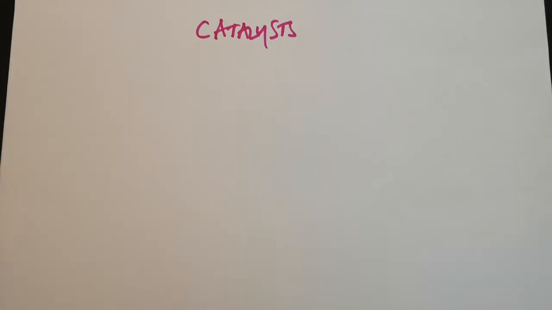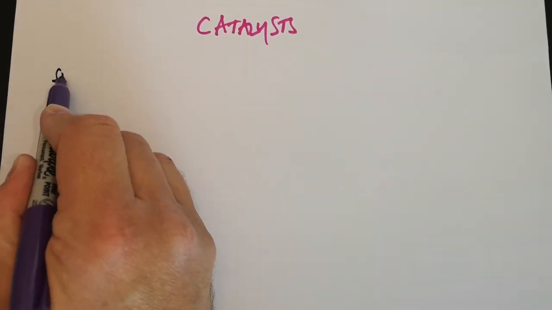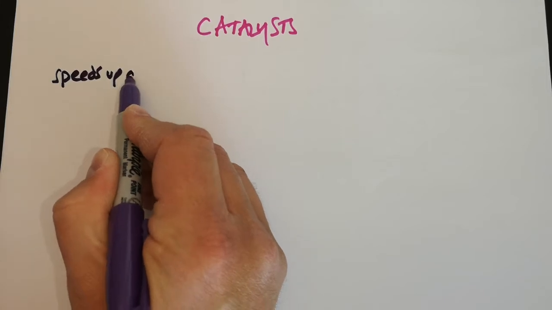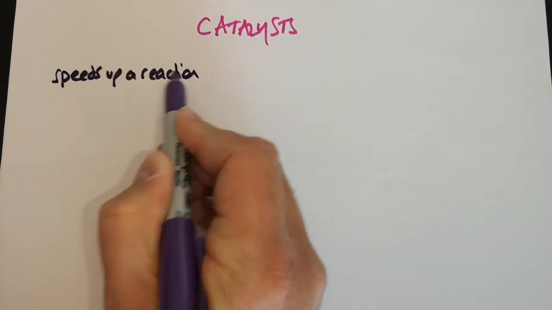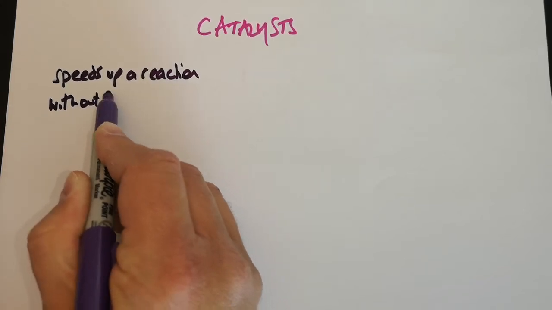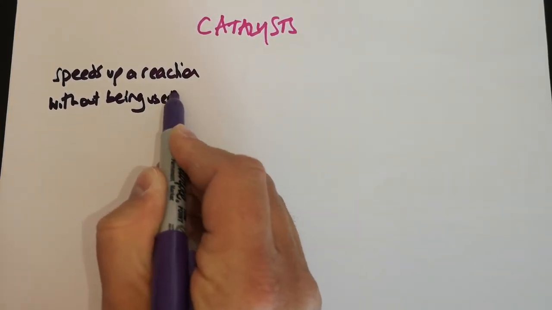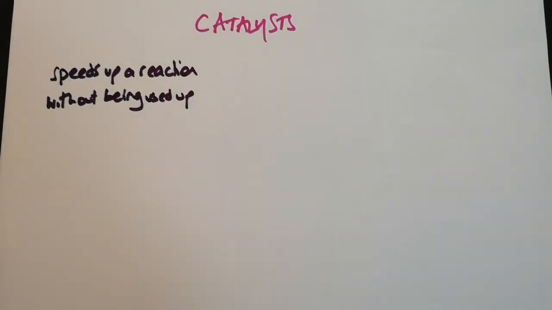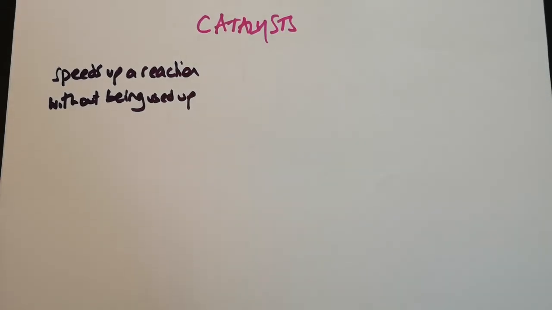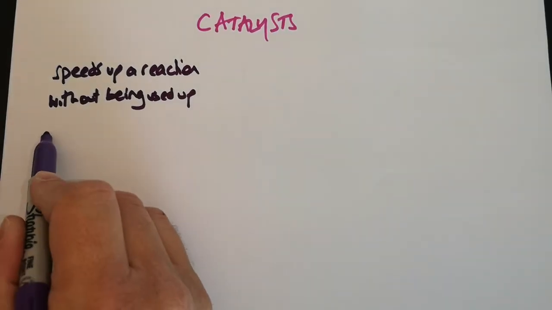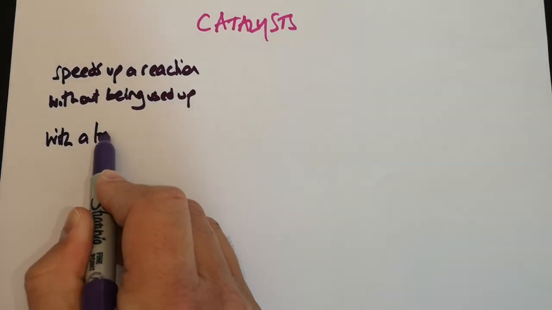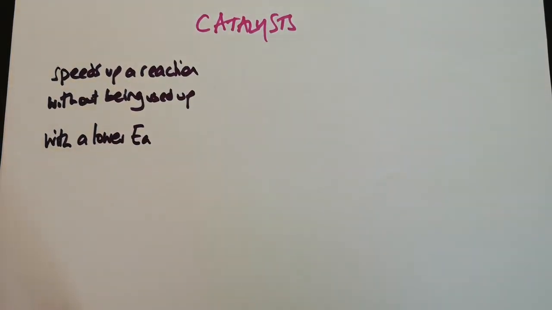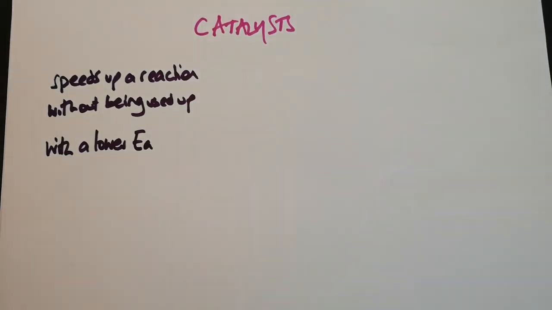So you've probably heard of a catalyst before, so let's just make sure we can define what a catalyst is. A catalyst is a substance that speeds up a reaction without actually being used up in the reaction itself. And it does this by offering maybe an alternative pathway, an alternative mechanism, or a surface for a reaction to happen on. Either of those two methods would give a lower activation energy. If you remember activation energy, that is defined by the minimum amount of energy required to start a reaction.